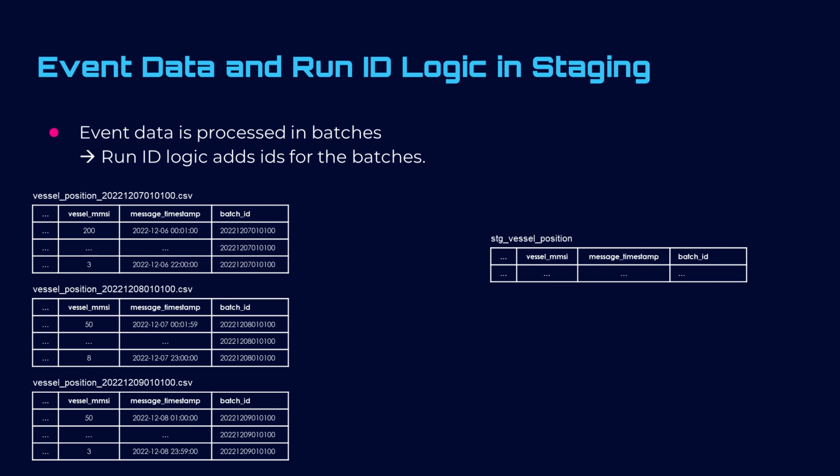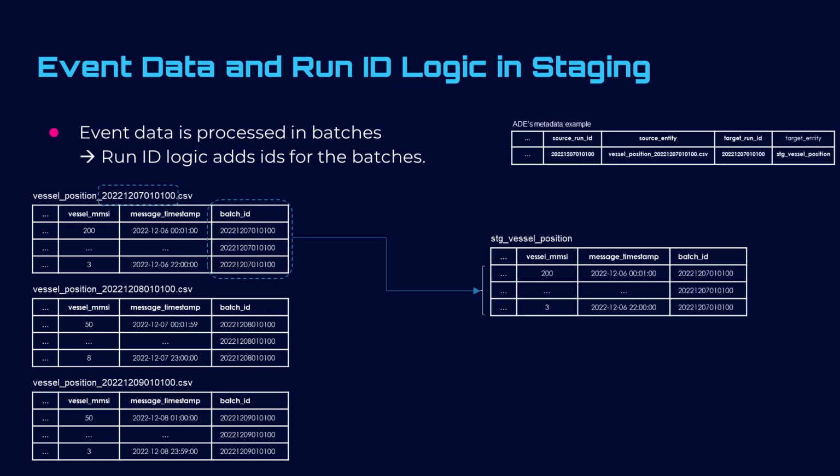Event data is processed in batches. When Run ID logic is used, we need to populate the staging table's Run ID attribute, which is often called batch ID or STG batch ID. If the source file name contains a timestamp, it is most often the best value for the Run ID. Every time a new source file is loaded, a batch ID column is populated with the corresponding value.